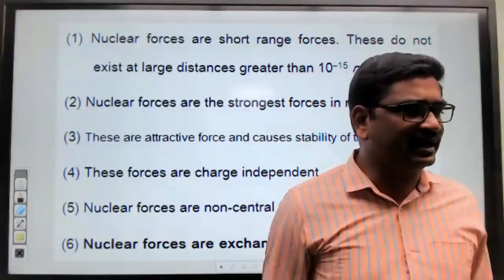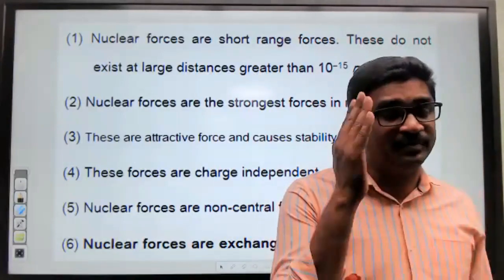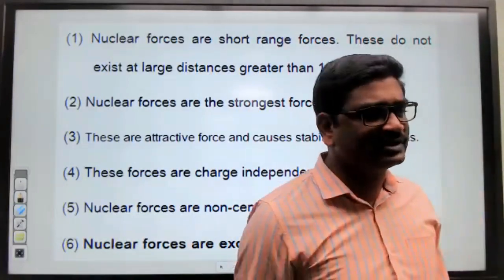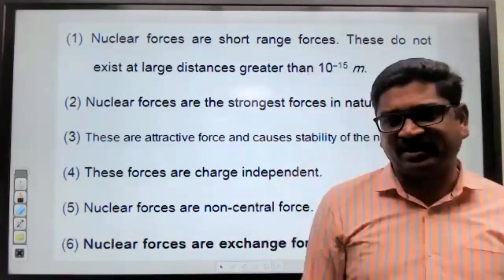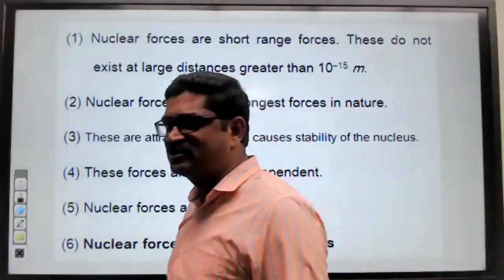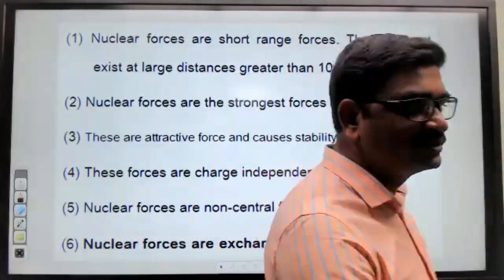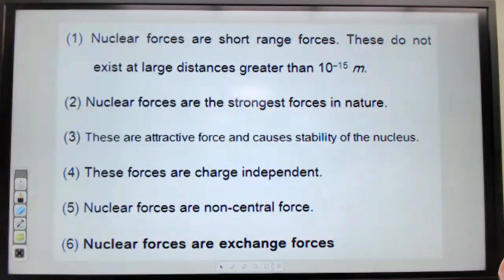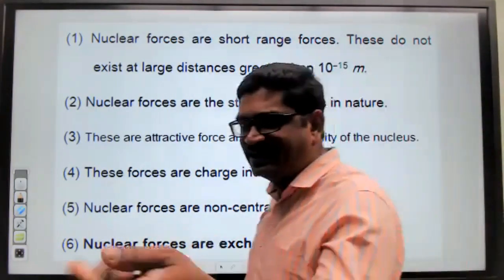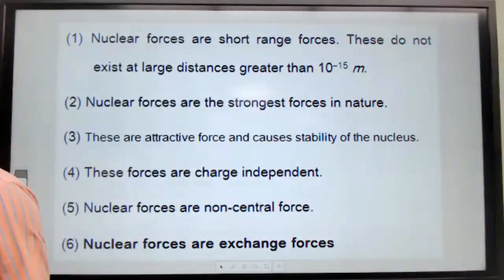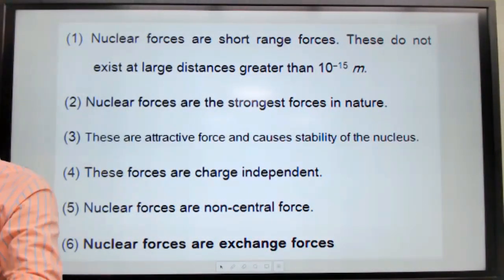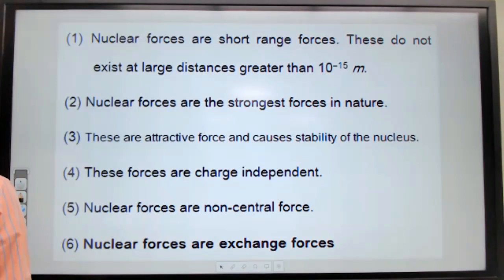Between positive charges, does there exist an attractive force or a repulsive force? Between positive charges there should be a repulsive force. But these nuclear forces are attractive forces in nature. So nuclear forces are attractive forces, not repulsive forces.